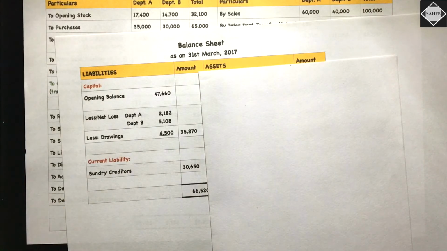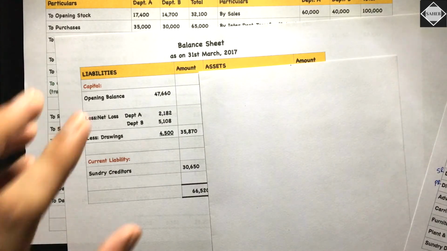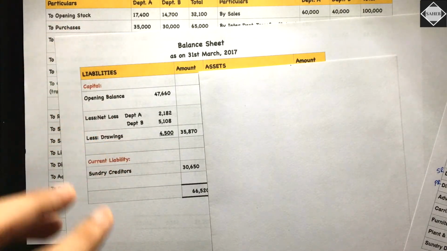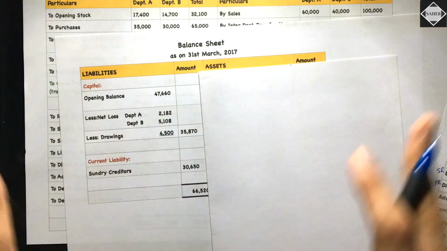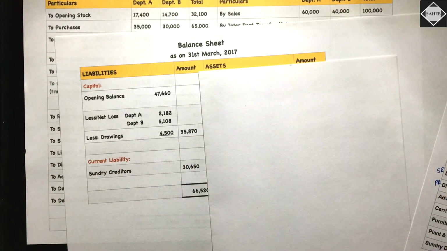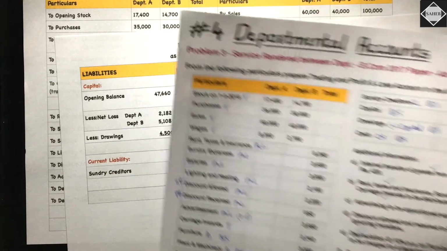Right. Now in the assets, what do we have? Just see in the question. It's really simple. Always remember the format is easy. First capital, then non-current liability, then current liability. Here non-current assets, then current assets. This is the basic format, category wise. Individually you have to see what is there in the question and take it in that way.